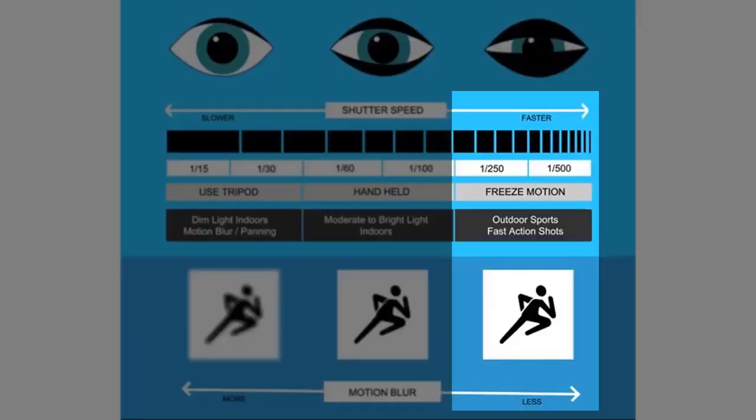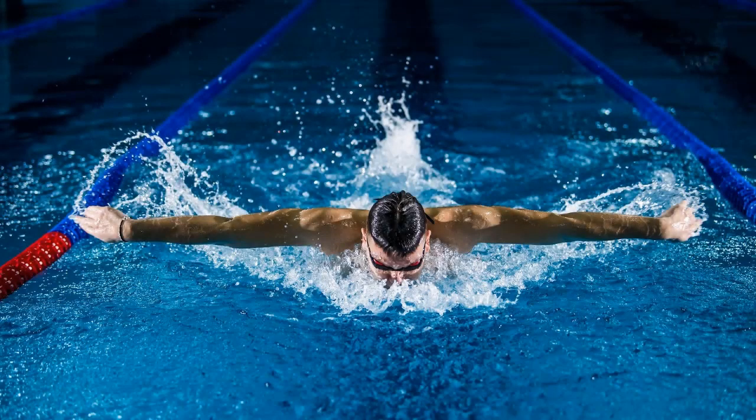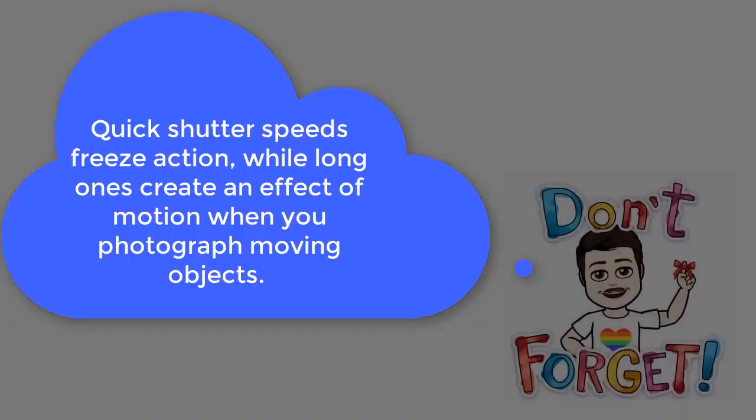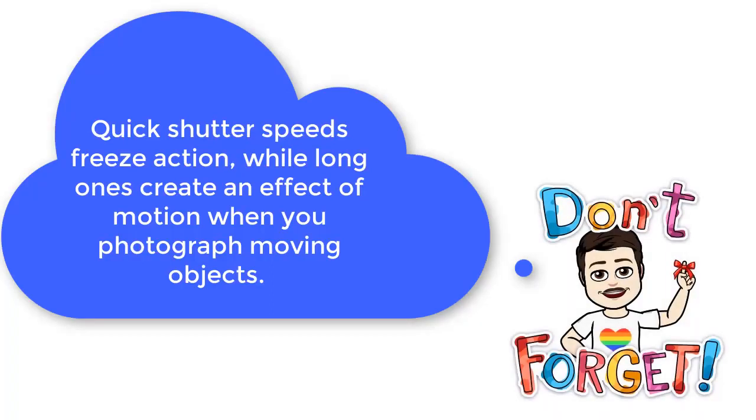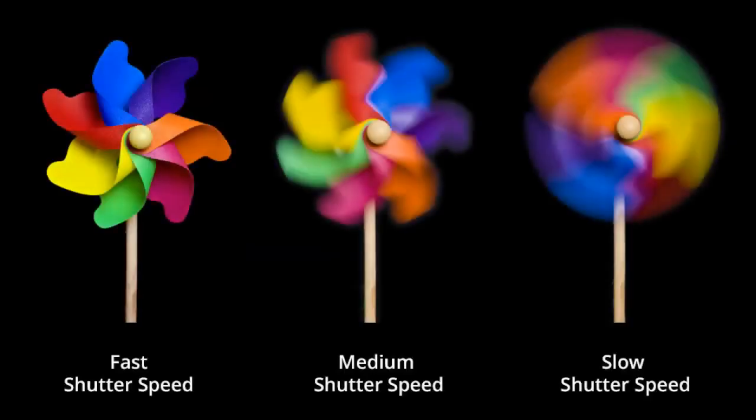On the other hand, shutter speed can also be used to do just the opposite, freeze motion. If you use an especially fast shutter speed, you can eliminate motion even from fast moving objects like birds in flight or cars driving past. If you use a fast shutter speed while taking pictures of water, each droplet will hang in the air completely sharp, which might not even be visible to your own eyes. In summary, quick shutter speeds freeze action, while long ones create an effect of motion when you photograph moving objects. You can see an example of how this changes the photo in these three photos of a pinwheel.